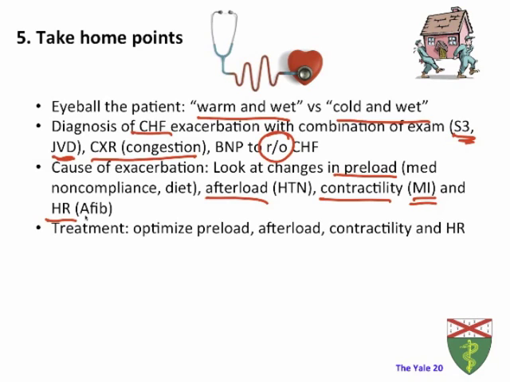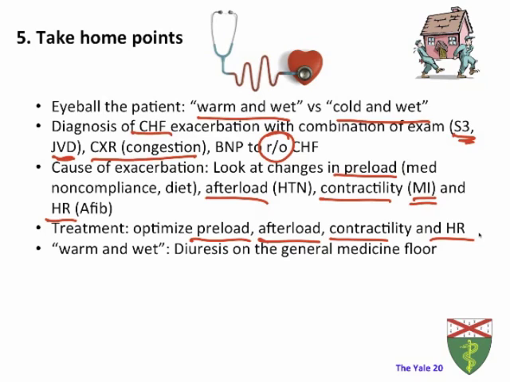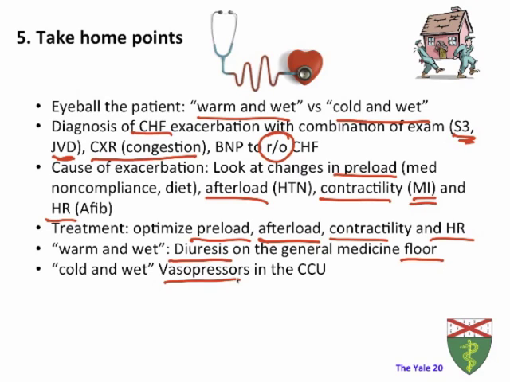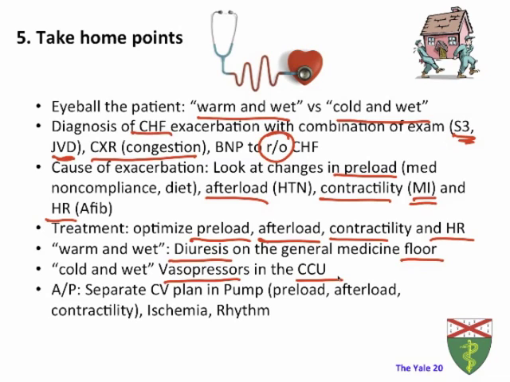Treatment. Think about all those causes that can cause heart failure and optimize them. Optimize preload, afterload, contractility, heart rate. For warm and wet, main therapy is diuresis and can be done on the floor. For cold and wet, vasopressors in order to increase cardiac output will be done in the cardiac ICU. And for your assessment and plan, split up your assessment and plan into pump, ischemia, and rhythm. And for pump, mention all three: preload, afterload, contractility.